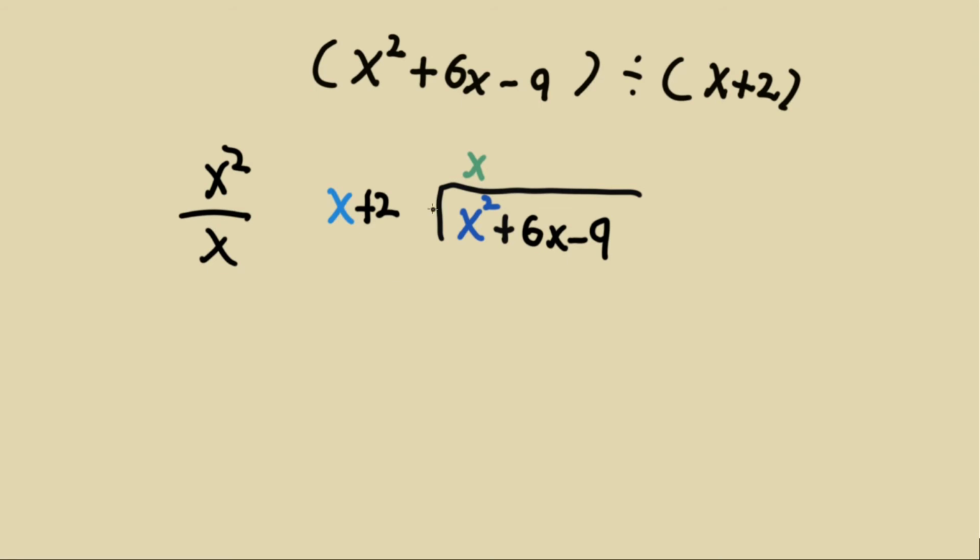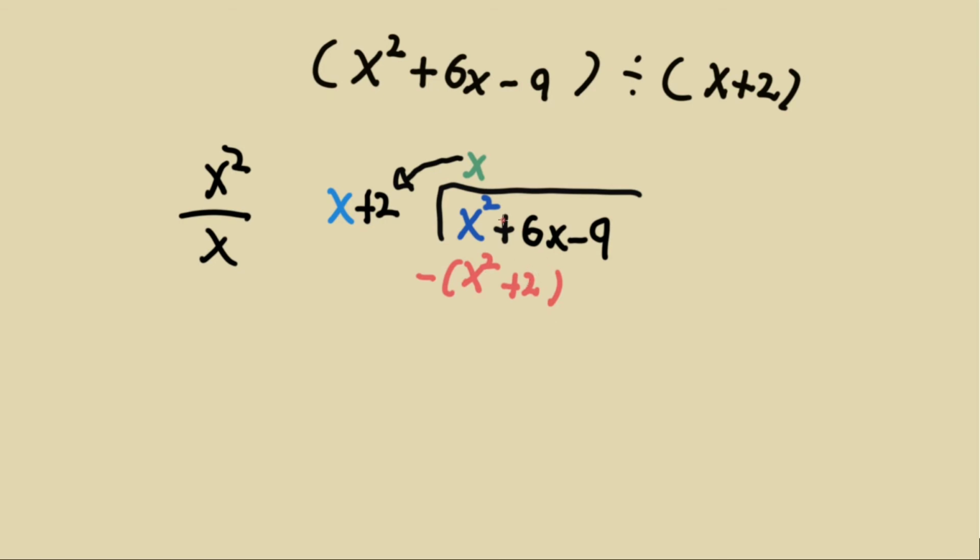There we go. Now we have our first term, but we're not done yet. So what do we do now? Well, now we have to multiply this x by everything, not just the first term. So x times x is x squared. Let me write this in another color. Okay, x squared, and then x times 2 is just 2x. So we get x squared plus 2x, and let me write these in subtraction, because we're going to be subtracting these.